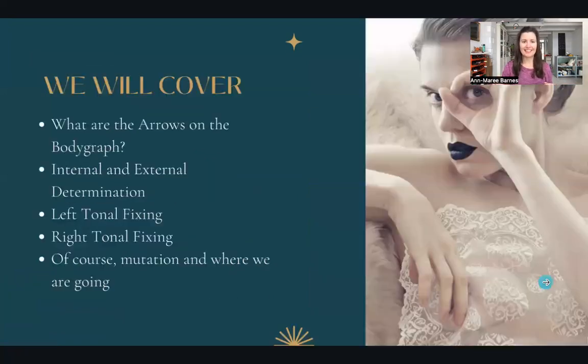So let's keep going. All right, so what are we going to cover today? Sounds really bland and surface stuff, but we're going to keep that storyline weaving through, and also, of course, a look to the future. So what are the arrows on the body graph? We're going to talk about internal and external determination, left tonal fixing, right tonal fixing. There is a lot of language here, Human Design language, which is relevant and important. And of course, mutation and where we are going, my favorite parts.